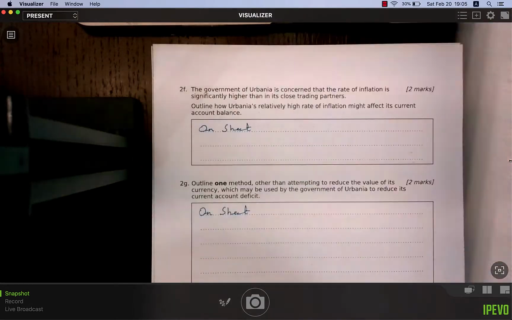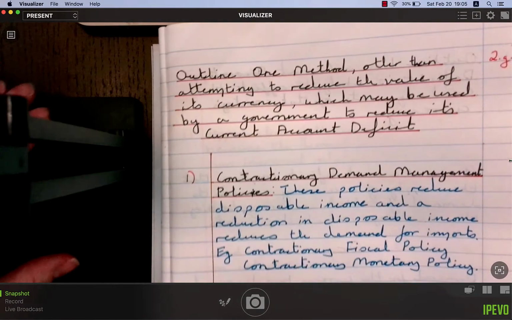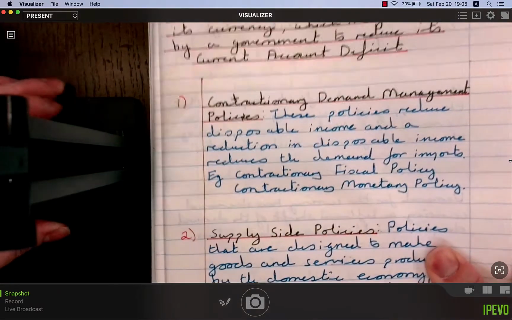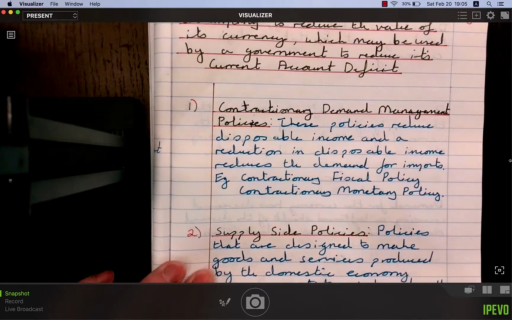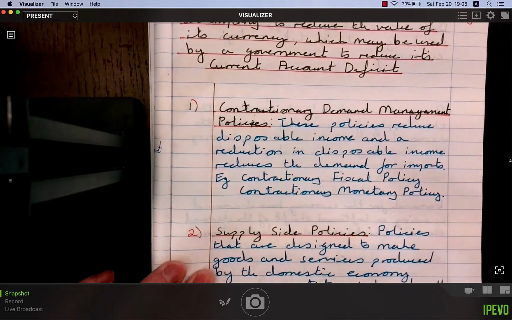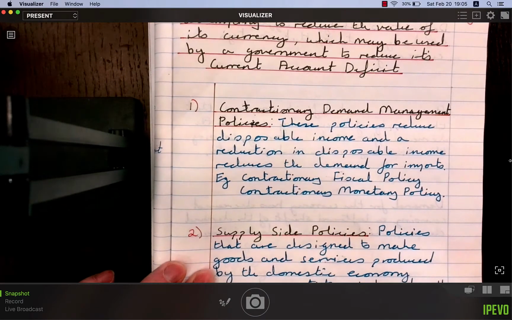Now, on to the next one here. Outline one method other than attempting to reduce the value of its currency, which may be used by the government of Urbania to reduce its current account deficit. Well, again, lots of manipulating the document camera here. So one is contractionary demand management policies. And again, you must excuse my writing. These policies reduce disposable income. Now, reduce the income of the people, the amount of money that they can spend.